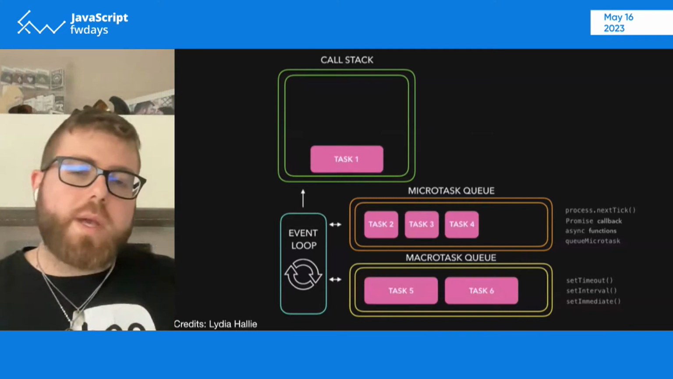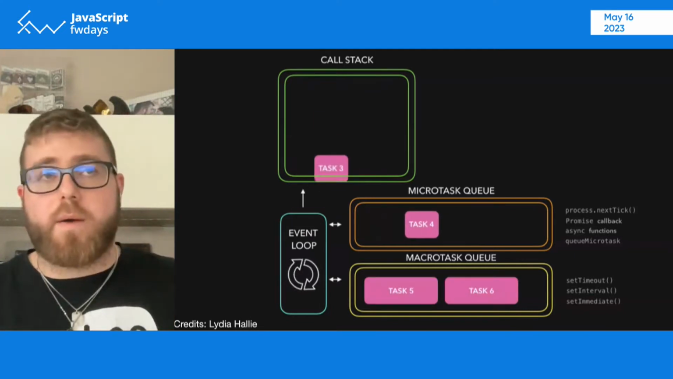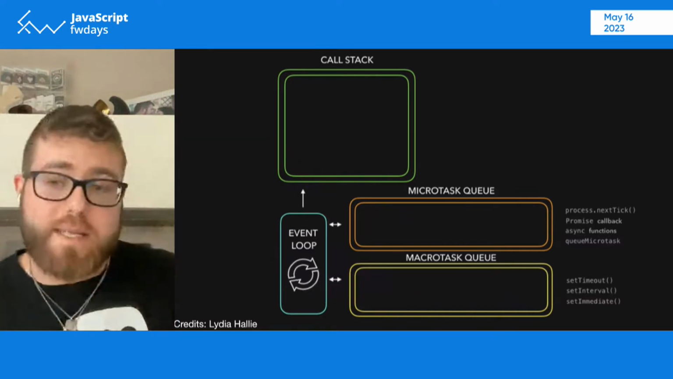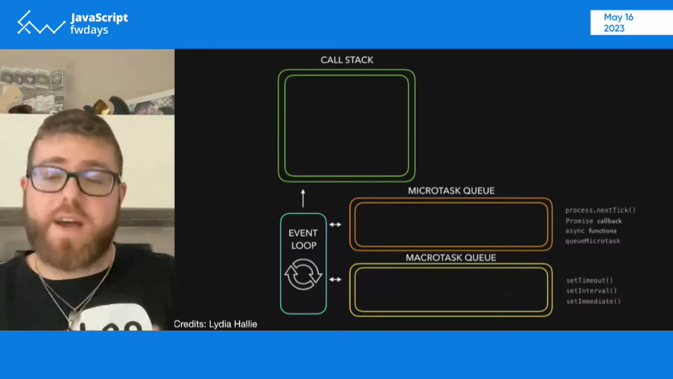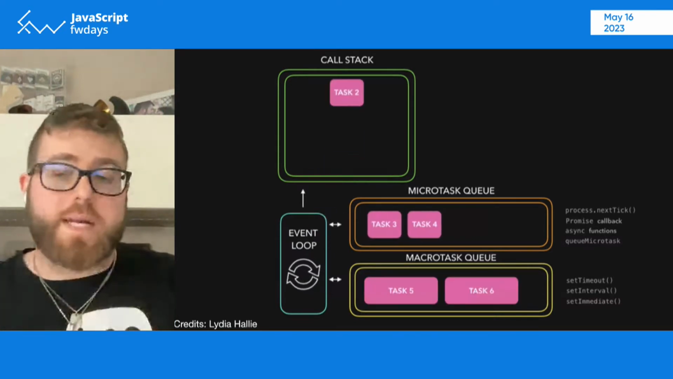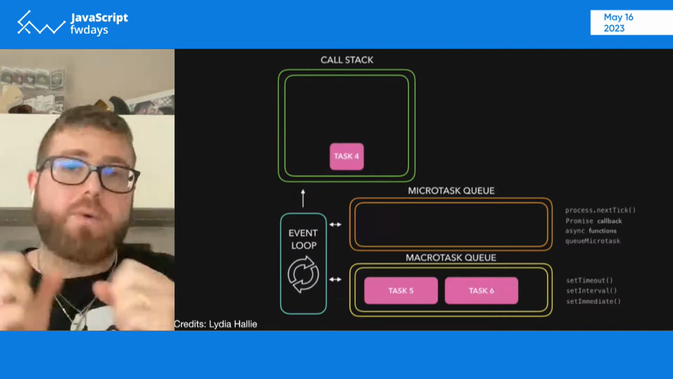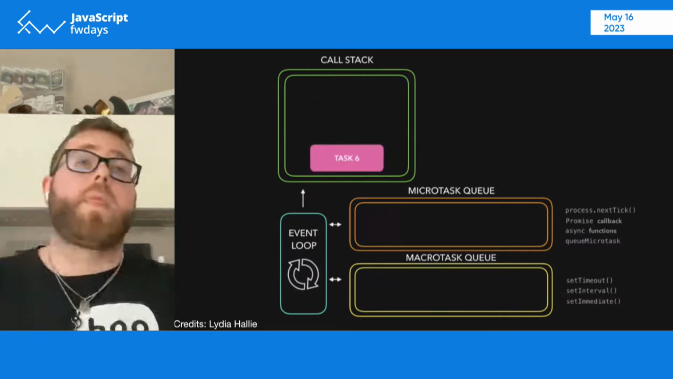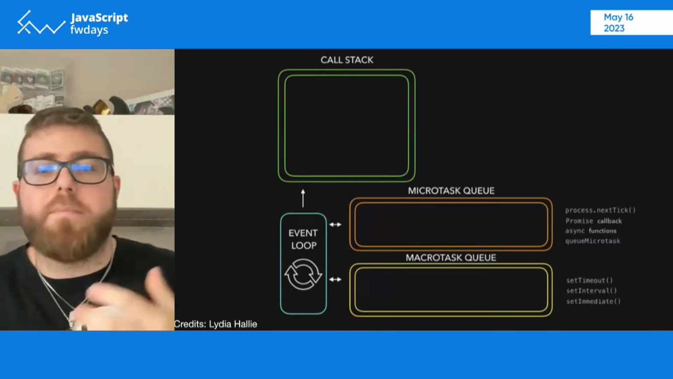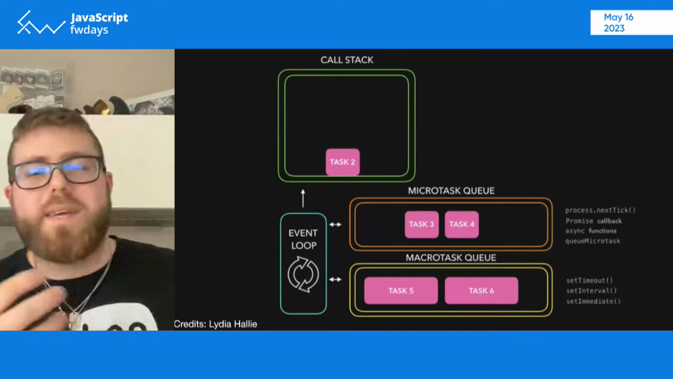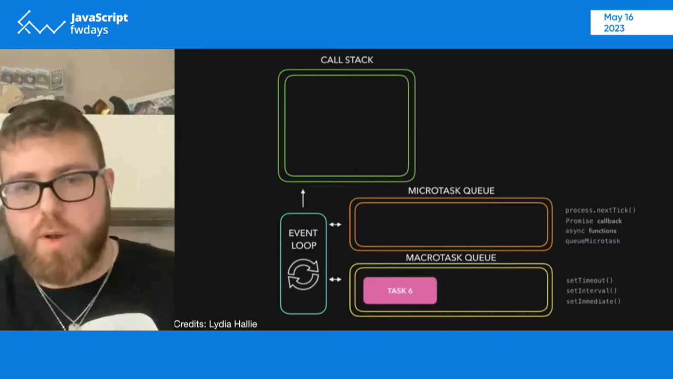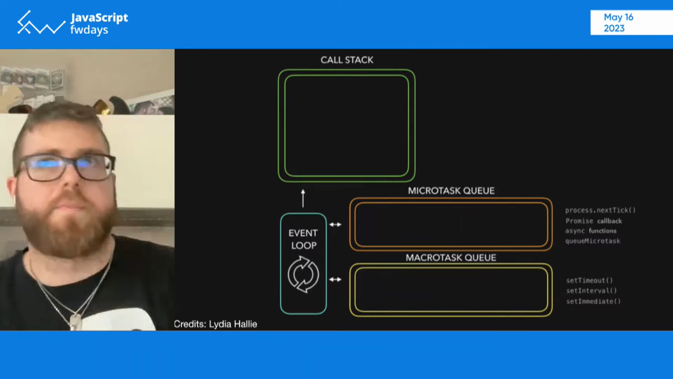The Microtask Queue is usually filled with things like process.nextTick, promise callbacks, async functions, and queueMicrotask, which will be our main topic in a second. As for the Macrotask Queue, we have mainly setTimeout, setInterval, and setImmediate. You can ask, what's the difference between the Microtask Queue and the Macrotask Queue? Is it just the order in which tasks are executed? Not at all, and we will talk about it later.